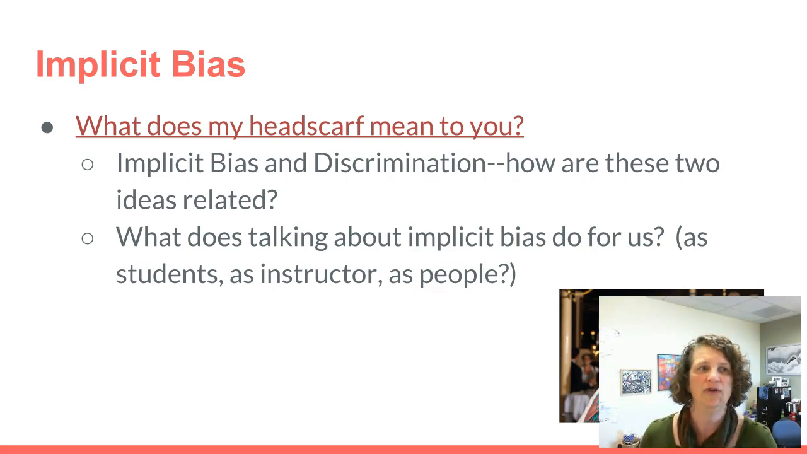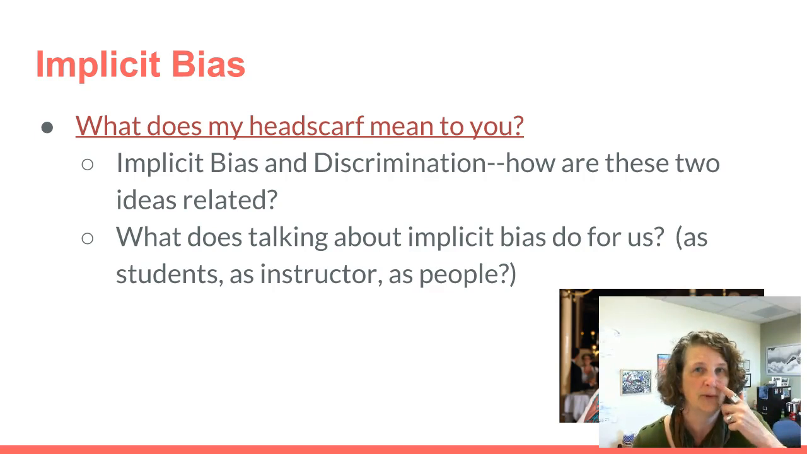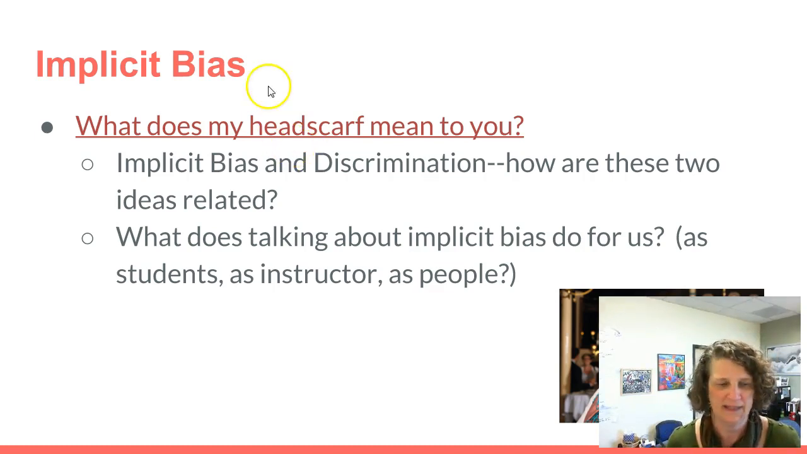Discrimination would be if you actually created behaviors or limitations that were imposed on her that would not allow her to be a race car driver. So in this course, we're really talking a lot about how implicit bias unintentionally leads to discrimination. And that's how we want to think about understanding implicit bias.